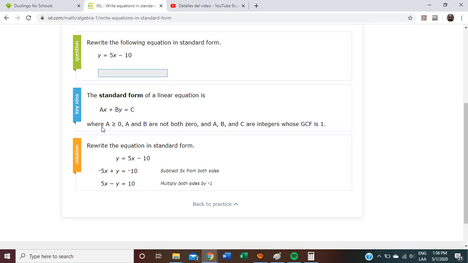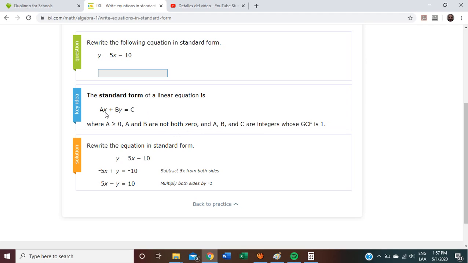Okay, there are only a few conditions. A and B, I mean the numbers that are going to be accompanying the variables, or the number that is accompanying the x has to be 0 or higher. It cannot be a negative number. The second condition is that if A is 0, then B cannot be 0, or if B is 0, A cannot be 0. So both numbers cannot be 0. Only one of them can. But they don't have to be zeros. They can be 3 or 4 or 5 or whatever.